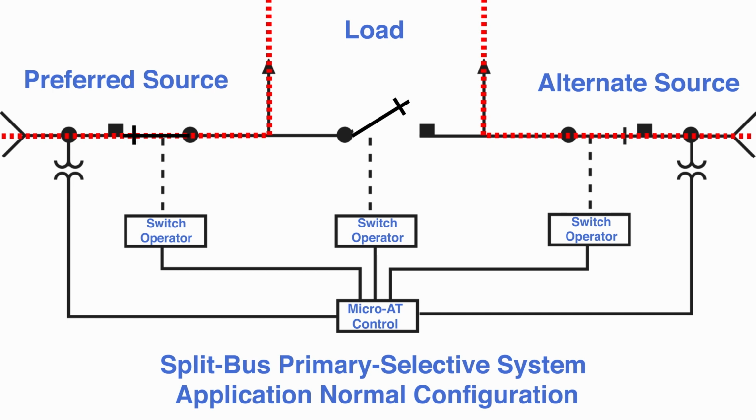On both systems, this control continuously monitors the condition of both power sources and initiates automatic switching when preferred source voltage has been lost or reduced to a predetermined level for a period of time sufficient to confirm the loss is not transient. The switch associated with the preferred source is automatically opened and the alternate source switch is then automatically closed, restoring power to all loads.